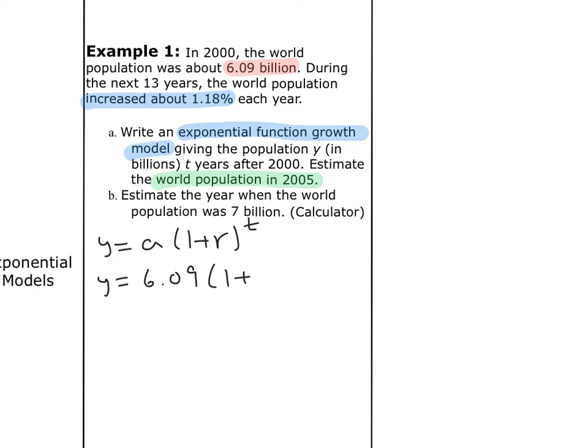So if I have 1.18, if I go 1, 2, then I have another 0 there, okay? So this means I have 0.0118. Now, the t, we said that the t is going to represent the time, and that was in 5 years because they're basing it from 2000 to 2005.